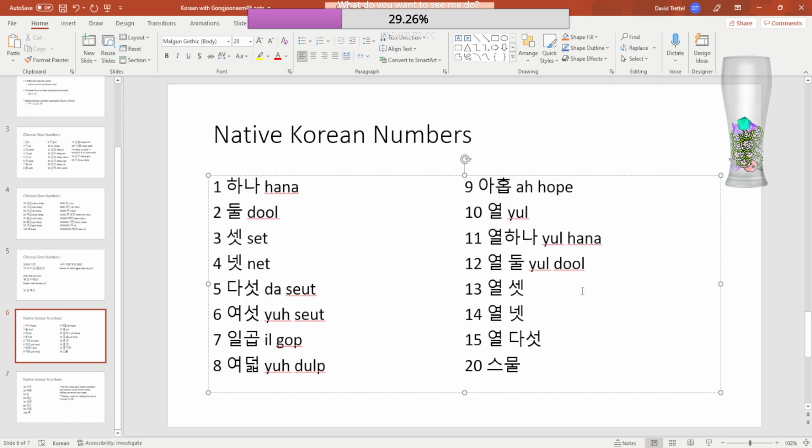When we go to 13, we start the same. 열셋, 열넷, 열다섯. And again, when we go into 16, 17, 18, 19, it's just the same. 열여섯, 열일곱, 열여덟, 열아홉. And then for 20 is where it changes.